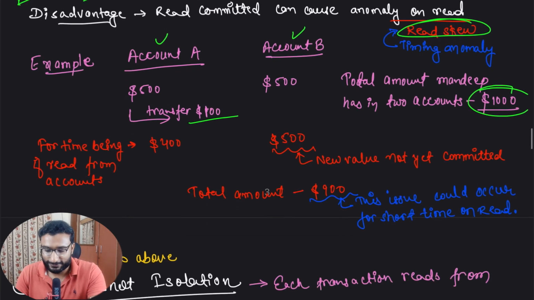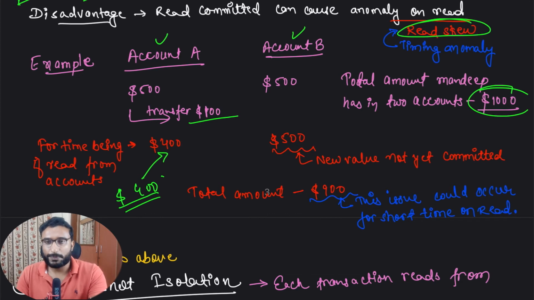$1000, I'm not good at math. 500 plus 500, total amount is $1000. So for the time being, if I read from this account, the value is already deducted from here, so I will get that the value is 400.